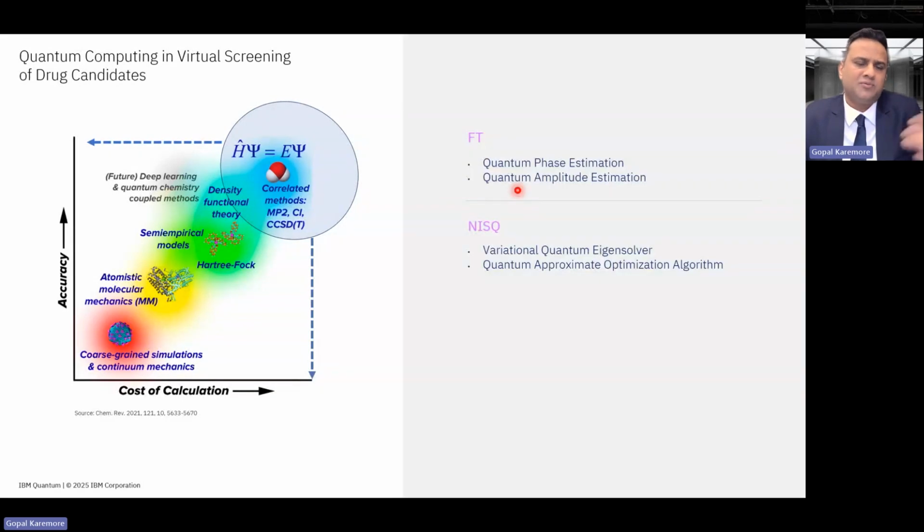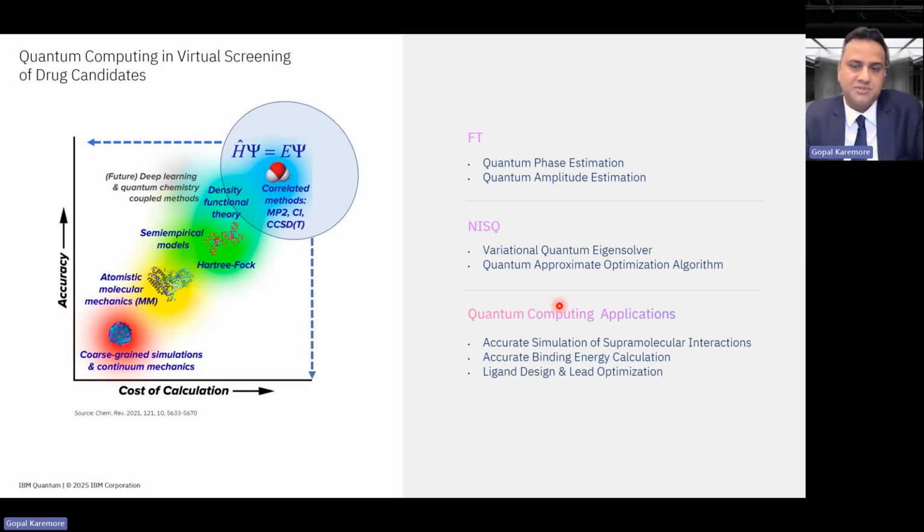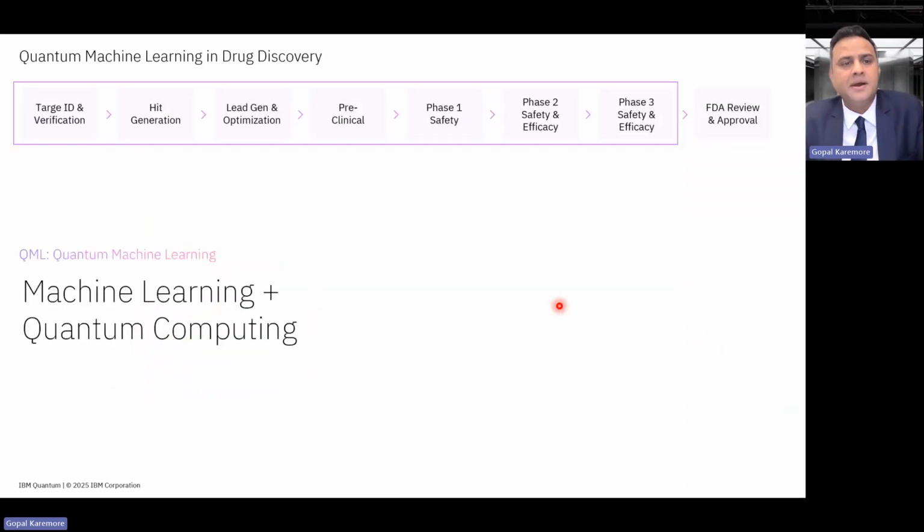So there are some proposals in the fault-tolerant era: quantum phase estimation, quantum amplitude estimation, and the quantum Fourier transform, but they are all based on the fault-tolerant regime, right? In the NISQ era, which is the noisy intermediate-scale quantum era, we have the variational quantum eigensolver and QAOA. There are proposals for how we can formulate this problem, so there is huge application there. You can do accurate simulation of supramolecular interaction, ligand design, and lead optimization, and also calculate the binding energy, right?